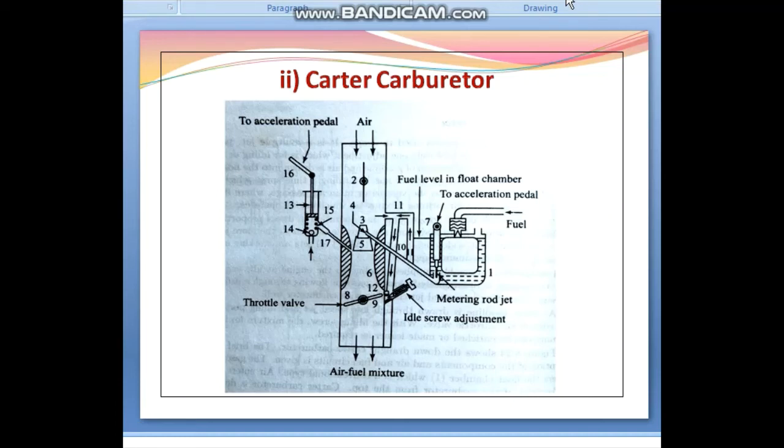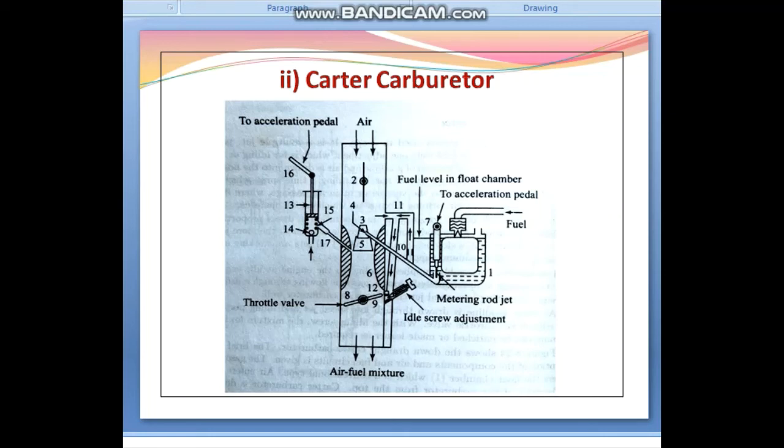In the fuel circuit, a metering rod, that is shown as number 7, a stepped rod, is provided, and it is actuated by a linkage mechanism connected to the main throttle valve. The metering rod, being stepped, provides a varying area of gasoline supply to the jet, and thus the metering rod governs the quantity of gasoline inducted into the engine.